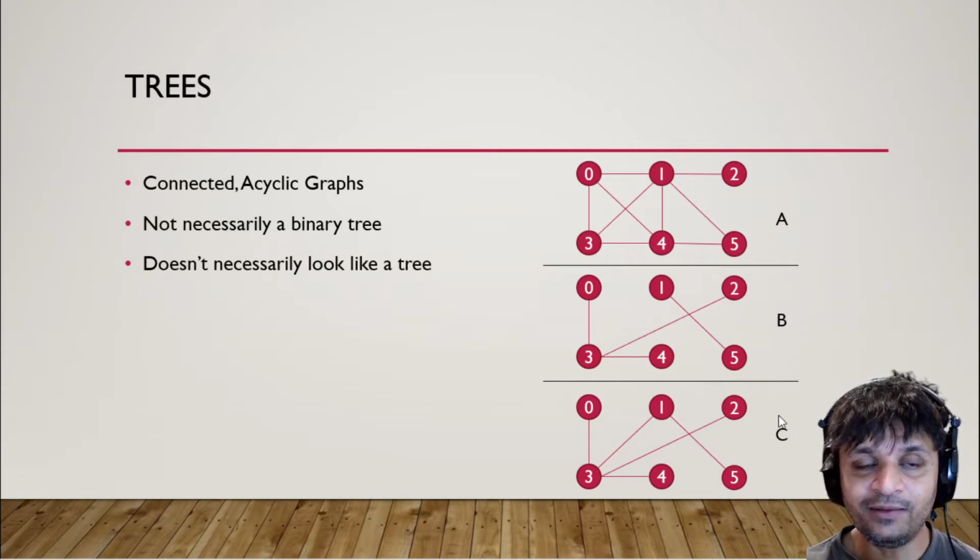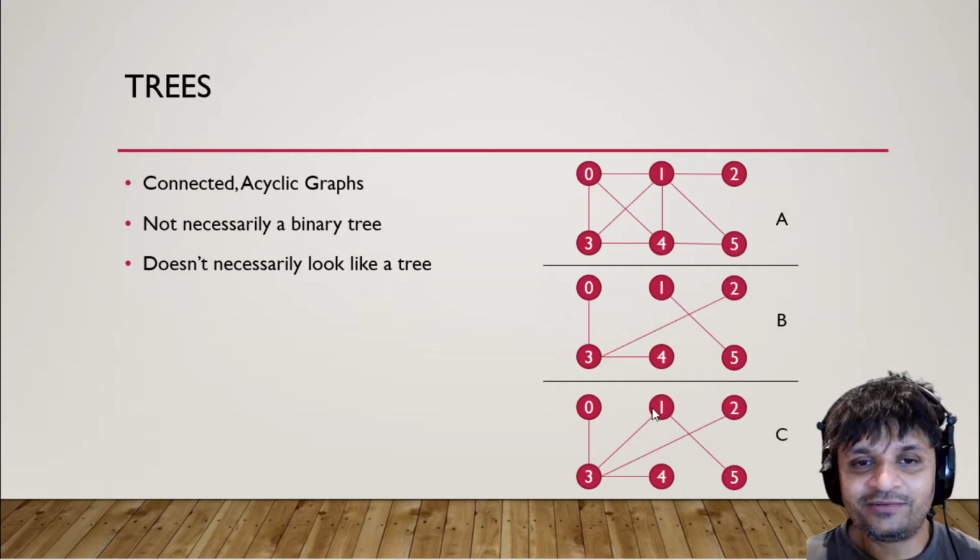When I look at C, is that a tree? Well, is it connected? Yes, I can get from any vertex to any other vertex. I can get from 2 to 5, for instance, by going 2, 3, 1, 5. Is it acyclic? So is there a way to construct one of those circular paths? Looking at it, it is acyclic. There are no circular paths, right? So this is a tree.